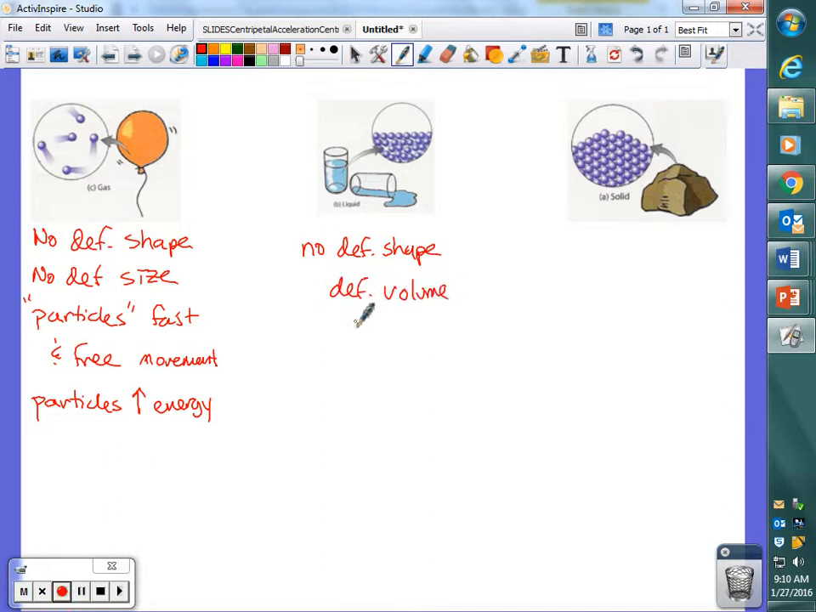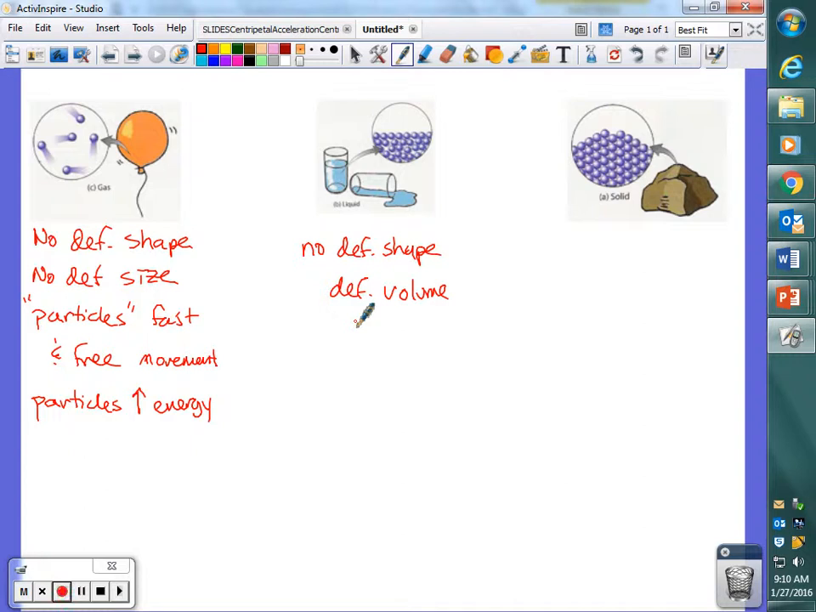Okay. All right. What else? We can just piggyback off what we did on the gas, right? Okay. So, what else can we say about liquids? They move freely, but do they move freely as gases?